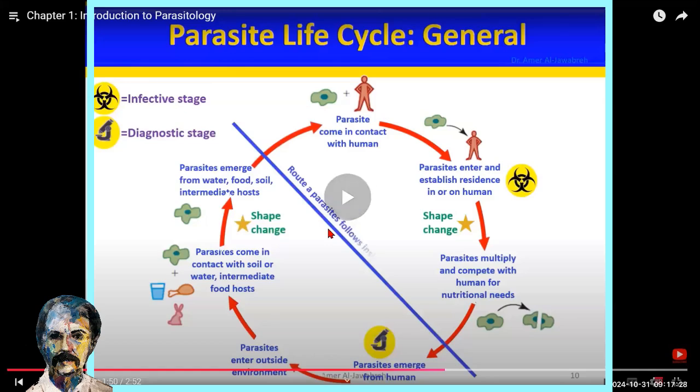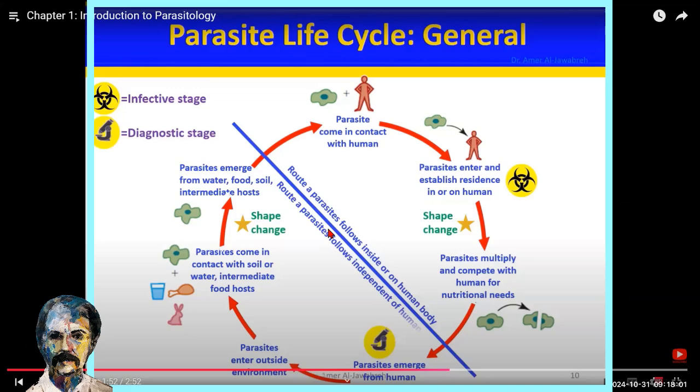See? So we have part of the life cycle inside us and part of the life cycle outside us. This is the simple life cycle. Sometimes there is another life cycle for the same parasite where it is in a fish or in a cow. So it's in the environment, in a fish or a cow, then it comes to you. Without going through the fish or the cow or the lobster, they cannot infect you. If you take the parasite directly, you will not be infected.